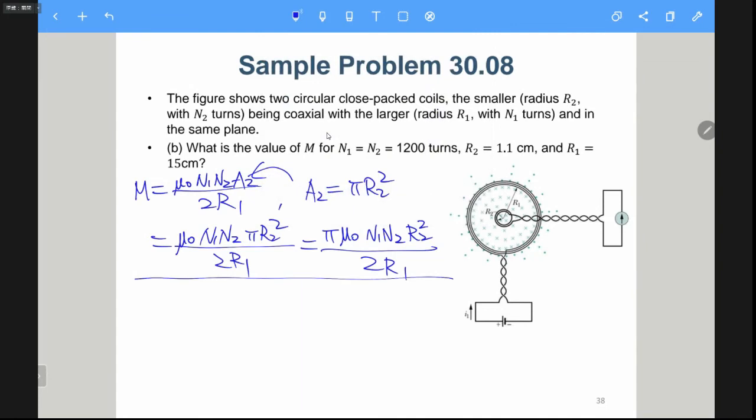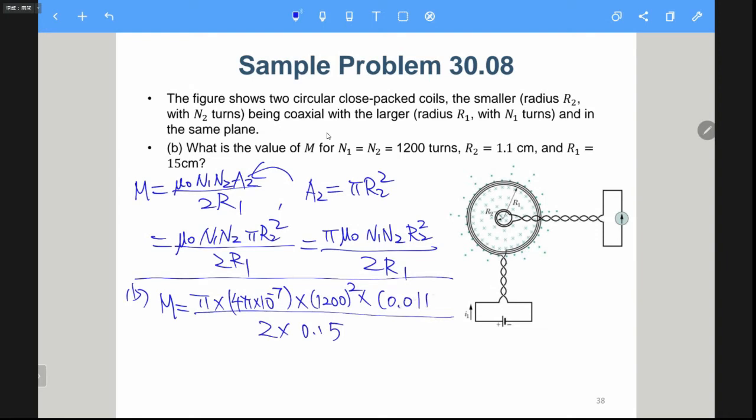Okay, so this is up to part A, and for part B, what is the value for M? We just need to plug in all the values here. So M will be pi, and then mu 0 is 4 pi times 10 to negative 7, and then times 100, 200, 1,200 square, and then R1 is 15 centimeter, 2 times 0.15, and then R2 is 1.1 centimeter, which is 0.011, and then square. So this is nothing but 2.29 millihenry.